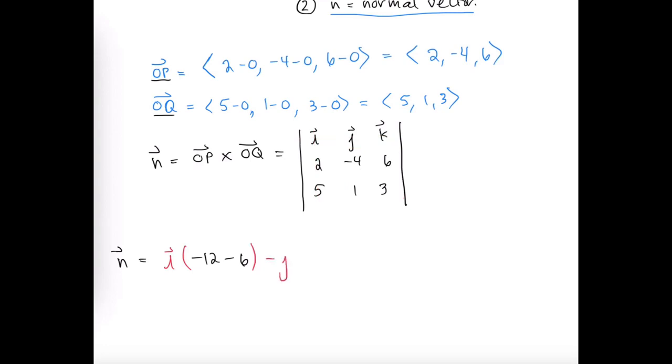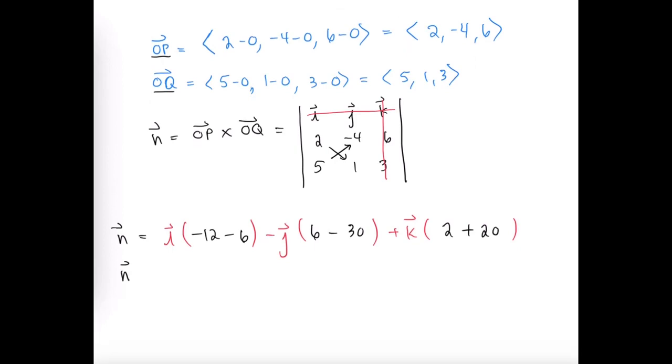Now we'll say subtract the j vector times the determinant of the 2 by 2 matrix that remains after we eliminate the j row and column. So that's going to be 2 times 3, which is 6, minus 5 times 6, which is 30, and that is our second determinant, plus k times the determinant of the matrix that remains when I eliminate the k row and column. So this is going to then be 2 times 1, which is 2, minus the product of negative 4 times 5, which is negative 20. So that's going to be plus 20. Subtract a negative 20 is plus 20.